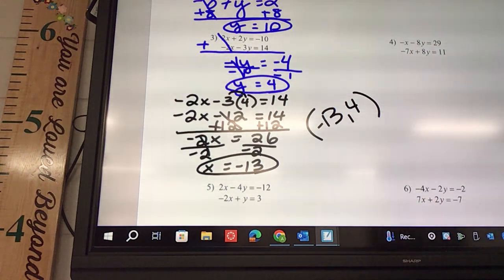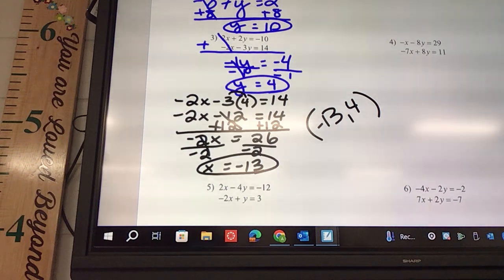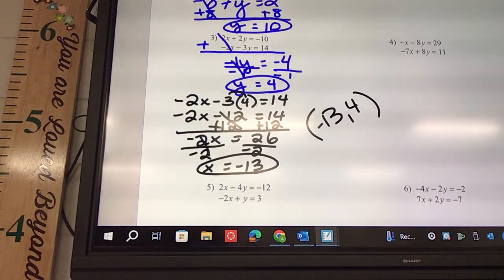And hopefully that's right because it's over 10. Are they usually over 10? No. So hopefully all our math checks out.